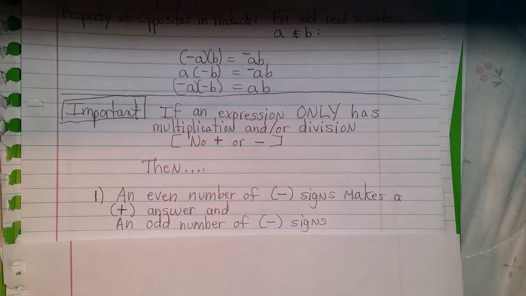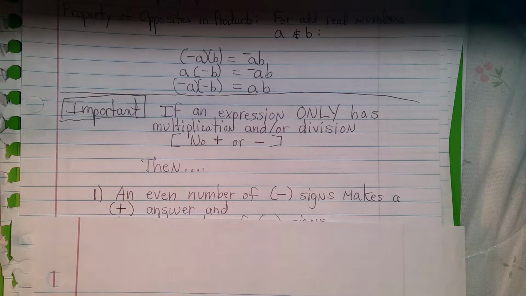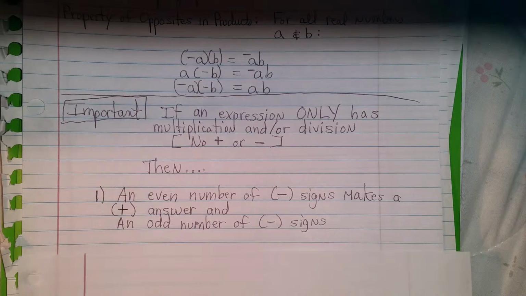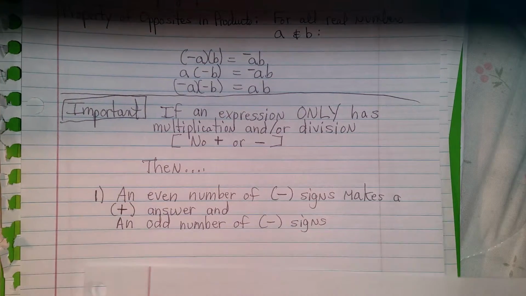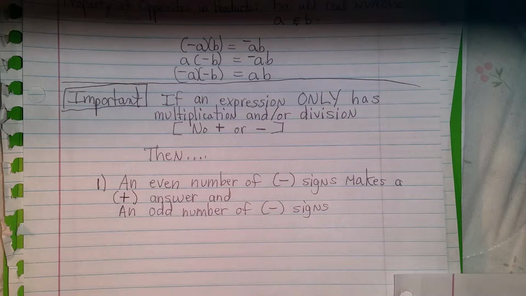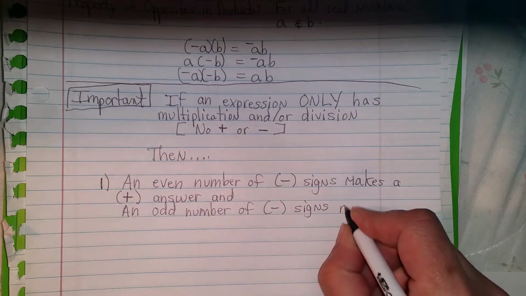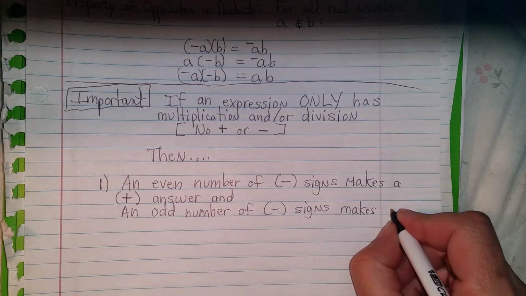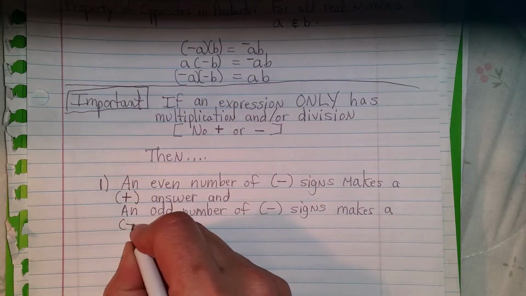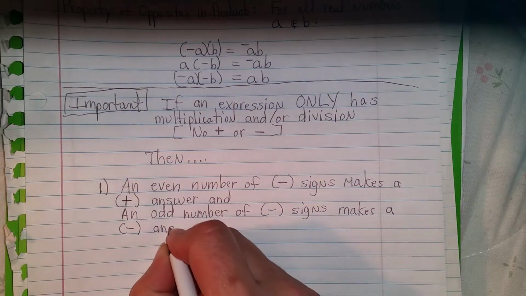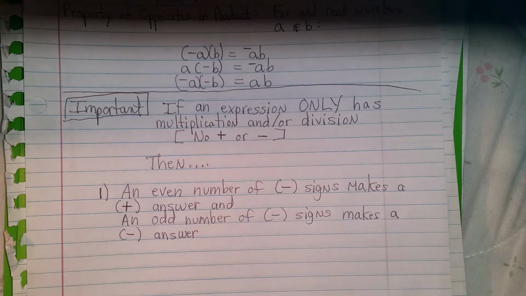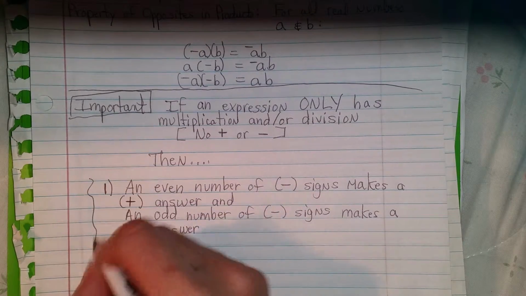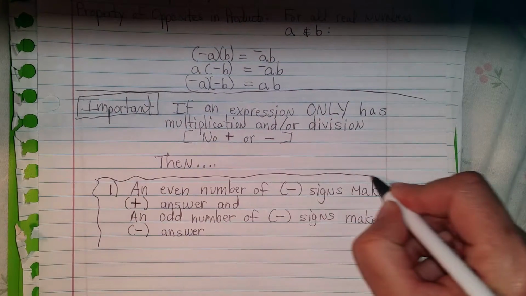An even number of negative signs makes a positive answer. So just count the number of negative signs in the expression. An odd number of negative signs makes a negative answer. All right, I'm going to put a box around it. This is the first piece of the rule.